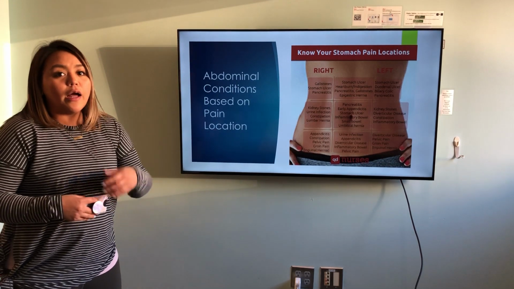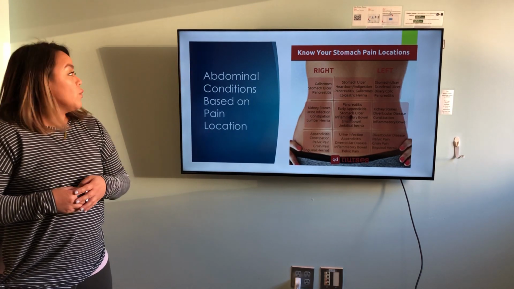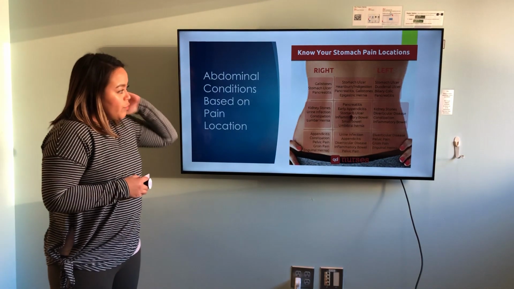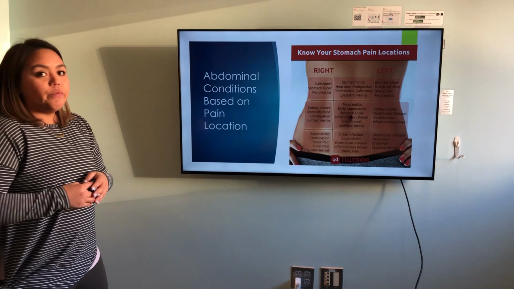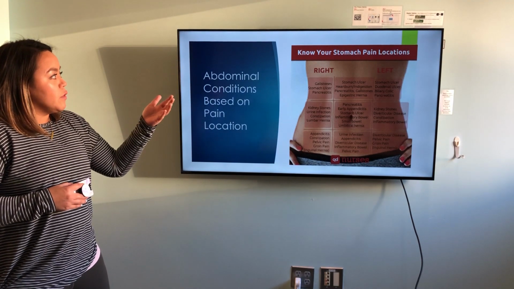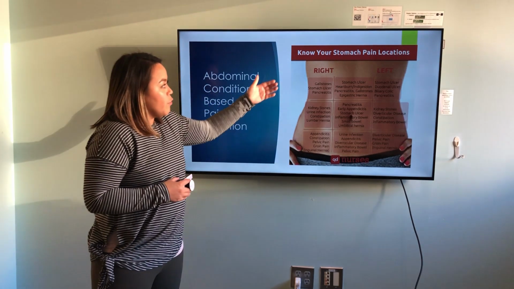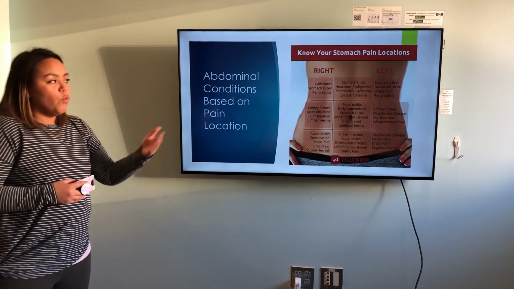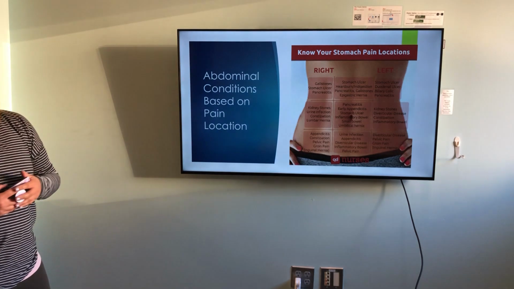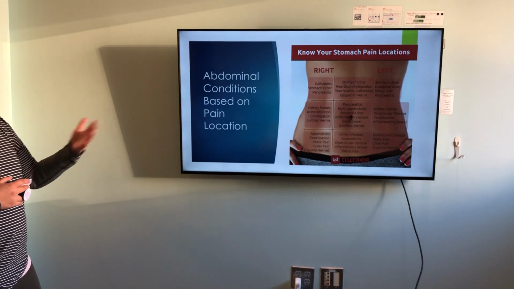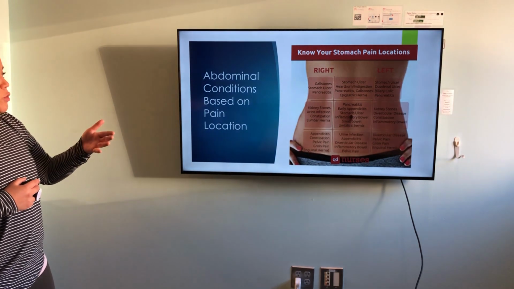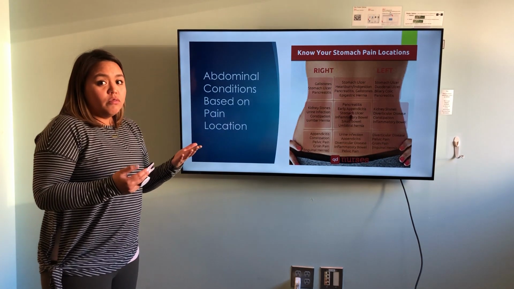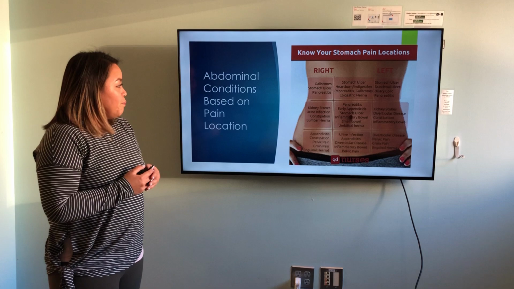Now, I gave you a handout earlier. So these are the abdominal conditions based on pain location. I just wanted to review and look closely at what the pain locations are. It could be right upper quadrant, left upper quadrant, and what kind of disease processes are usually associated with which organ, based on the location.